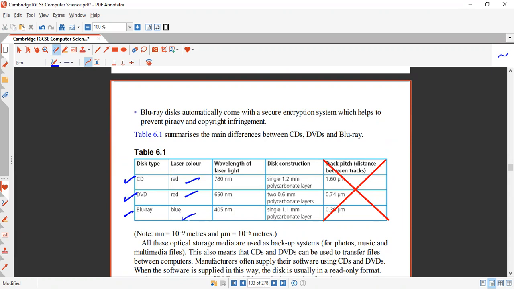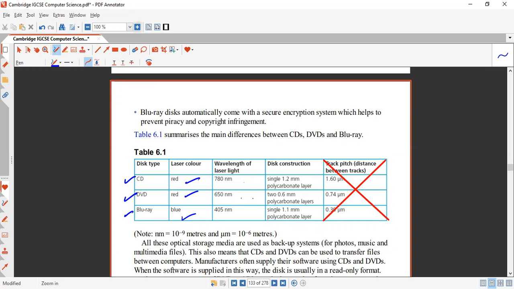Wavelength of the laser light means the distance between the bumps. You may see that for CDs the wavelength of the laser light is 780 nanometers, but for DVDs it's 650 nanometers. That means the pit size has been reduced. Once the pit size has been reduced, obviously more data will be stored as compared to CDs.